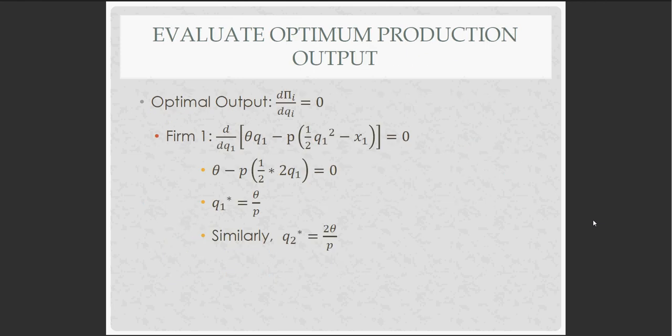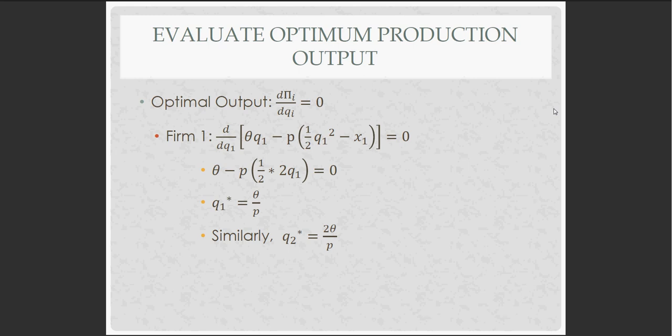To determine the optimal output for each firm, we will do so in terms of maximizing revenue. And we will arrive at this equation: d pi over dq equals 0. Once the firm reaches a point where the marginal revenue of producing an additional good is 0, that's this criteria here, that means they have maximized their revenue.